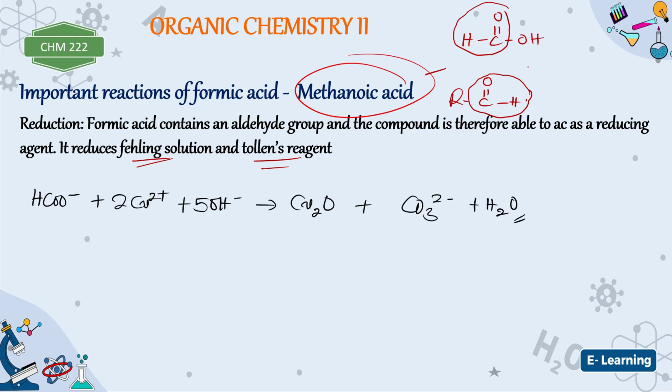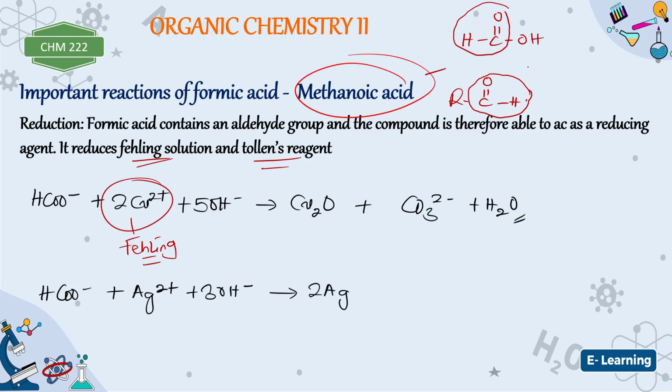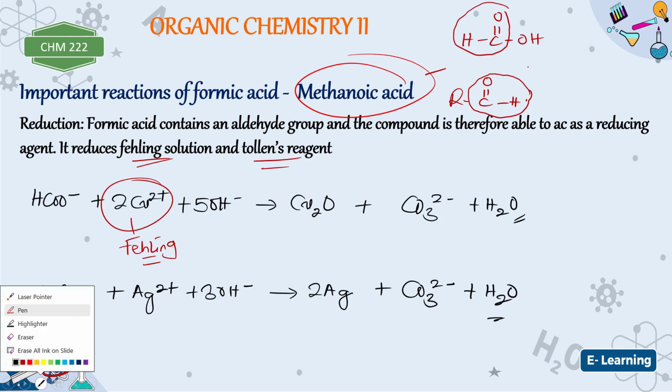Alright, now which reagent is this? You agree with me that this reagent here is Fehling's reagent, because I told you that Fehling's has copper as part of its constituent. While in a situation where you have this equation, HCOO negative plus Ag2 plus 3 OH negative to give us 2 silver plus CO3 2 minus plus H2O. Both reactions are almost the same, just that you discover that this stuff here was reduced.